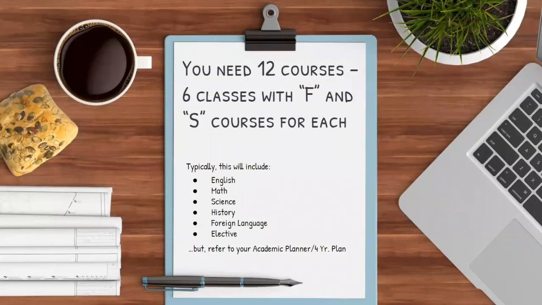All right, thank you, Mr. Wilson. So guys, remember you need 12 courses, 6 classes with F, and then 6 classes that say S. Remember, F stands for first semester or fall semester, and S stands for second semester or spring semester. So typically the classes that you guys are going to have on your requests are going to be English, math, science, history, foreign language, or elective. It doesn't have to look exactly like this, but refer to your academic planner or your 4-year plan.